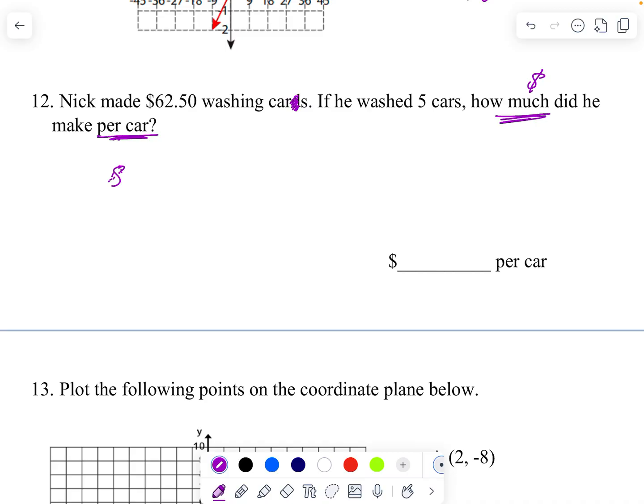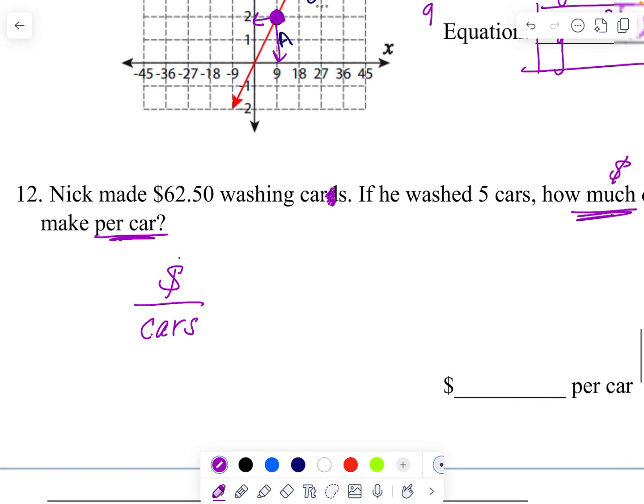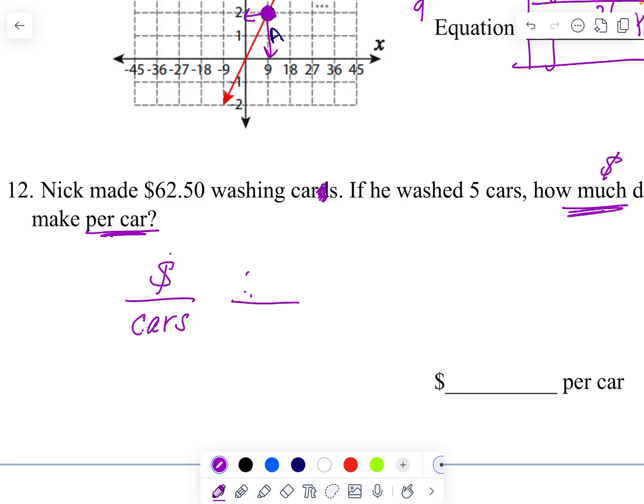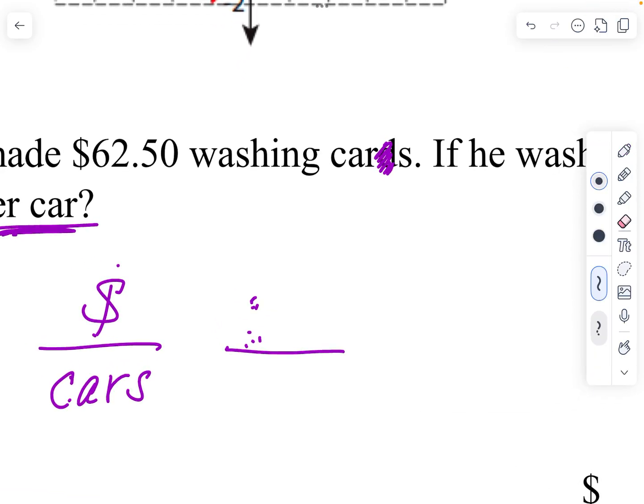Why is this not working? Money on top, and then cars on the bottom. There we go, cars on the bottom. So, how much money did he make? We have that on top, 62.50, and 5 was the number of cars. I don't know why this is giving me a hard time, sorry.